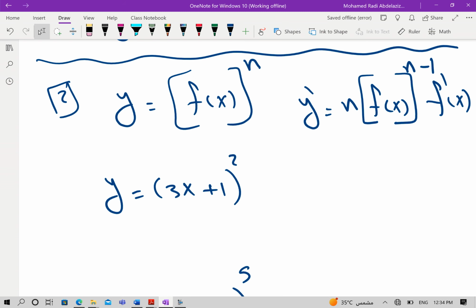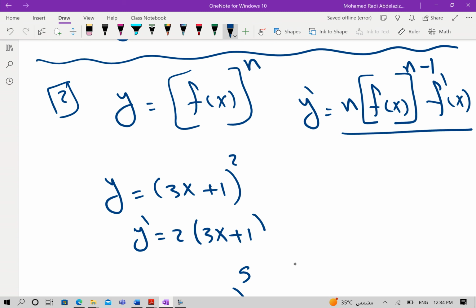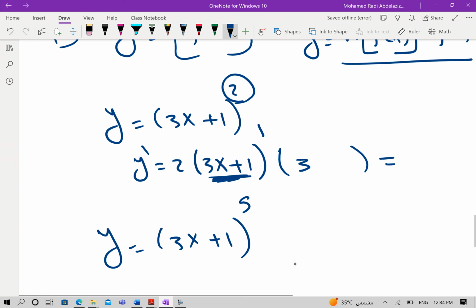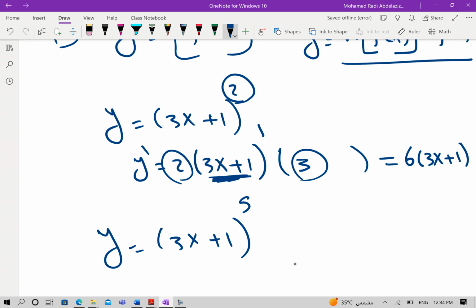For f of x to the power of n, see, drop the power, which is 2. Keep the function the same, 3x plus 1. Take 1 from 2 to be 1. Then don't forget to multiply by the derivative of this expression. Derivative of 3x is 3, derivative of 1 is 0. You can simplify, you can rearrange, you can write 2 times 3 will be 6, multiplied by 3x plus 1, and keep your answer. You can expand.